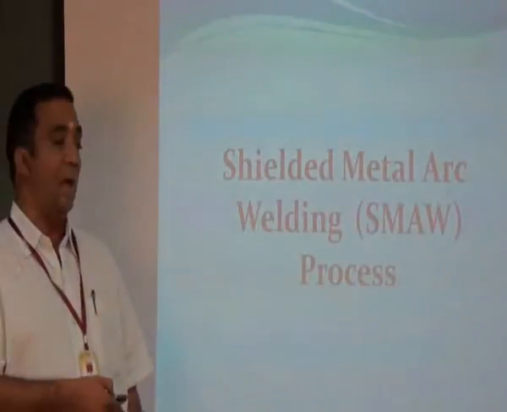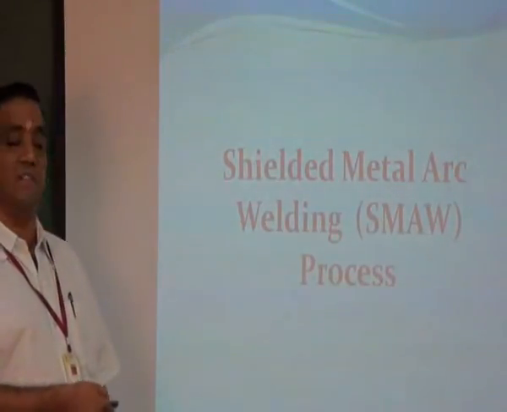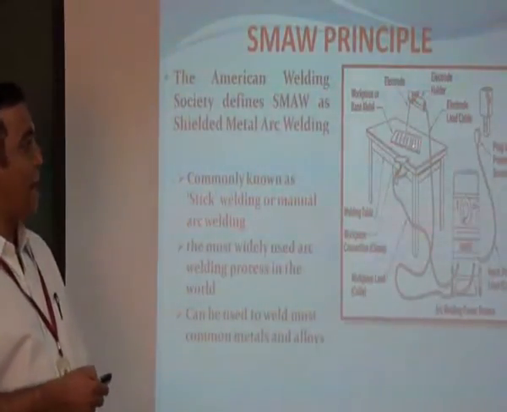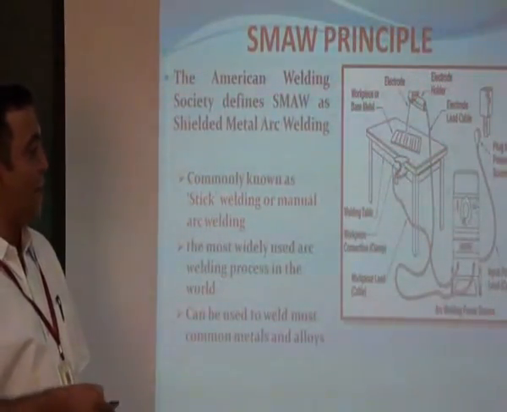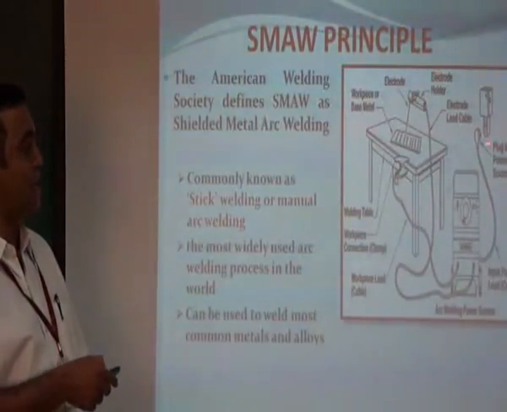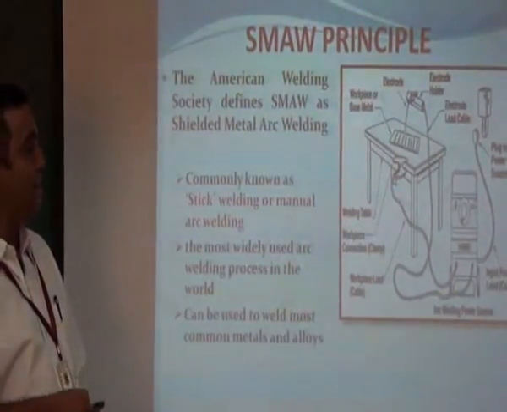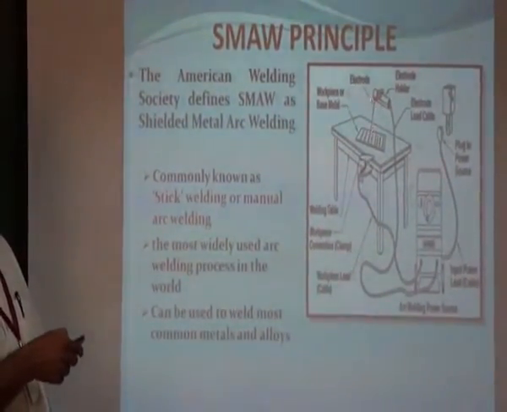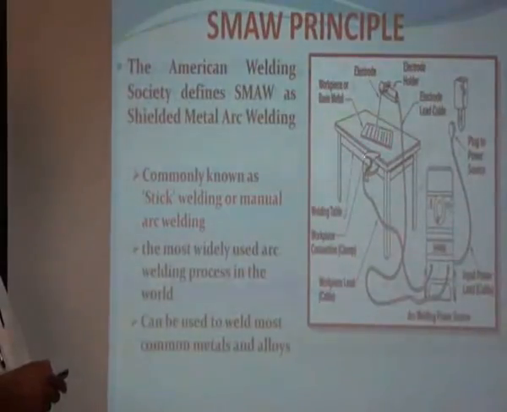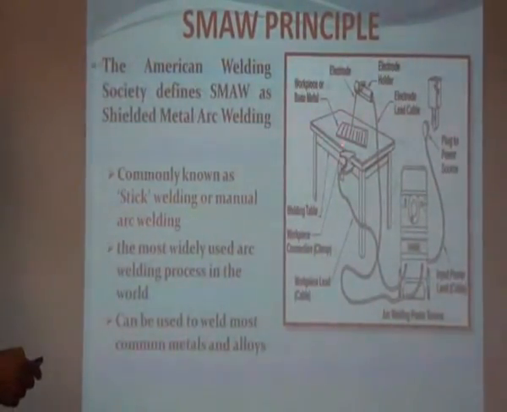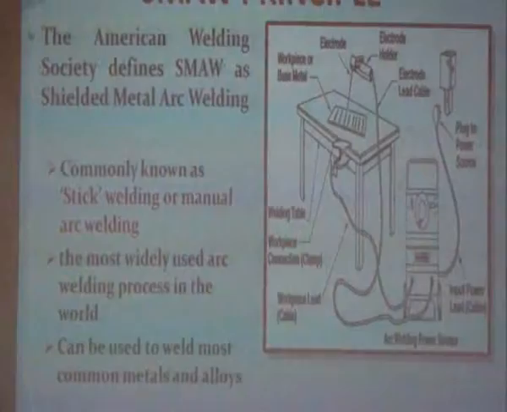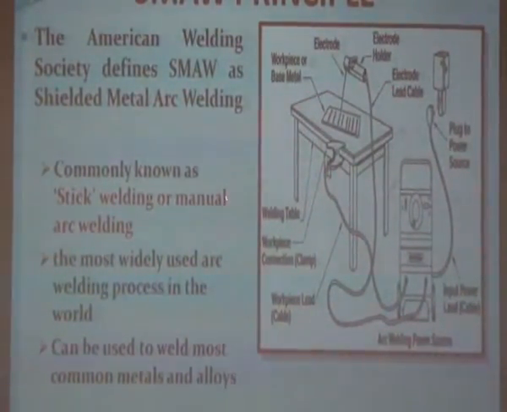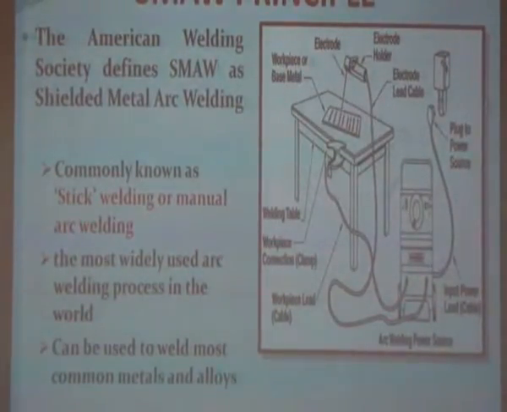Now, first, we'll look into the shielded metal arc welding process. See, this is the basic principle of shielded metal arc welding. Here, we have a work, and we have an electrical power source which is connected to the electrical plug and is earthed, and we have a torch holding the electrode, which is a stick electrode. One part of the base metal is connected to the other terminal of this electrical connection, and then the electrical circuit is established. And this is commonly known as stick welding or manual arc welding.